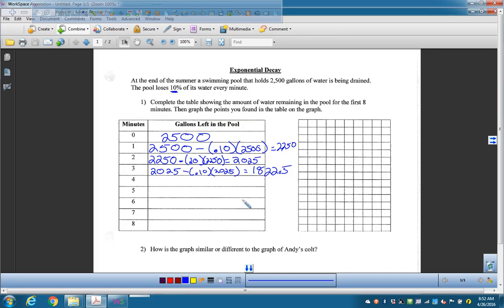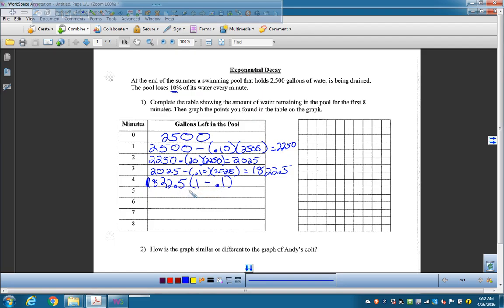So when something's getting smaller, you multiply by a number less than 1, right? A number bigger than 1 was going to make it get bigger. But a number less than 1 will make it smaller. So I'm going to take 1,822.5 and multiply that by 1 minus 0.1, which is what Daniel said, 0.9, right? So basically, I'm taking 90% of the previous number.